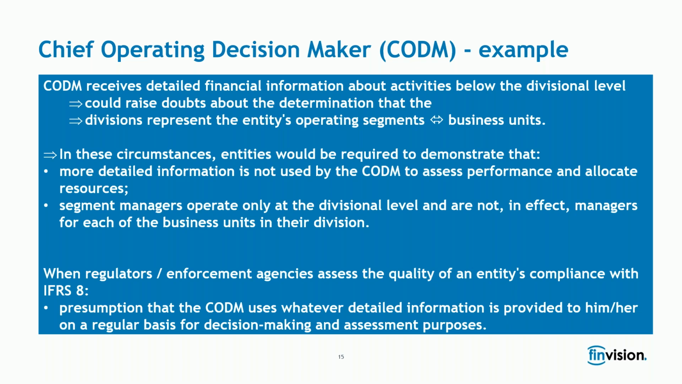The fact that a chief operating decision maker gets more detailed information on business unit level is a clear indication that there is a possibility that it's at that level that he or she is making the decision. So in these circumstances, it will be important for the group or the company to see, okay, why is divisional level then relevant for operating segment, or why is business units? It could be that the more detailed information is not used to assess the performance and to allocate the resources.